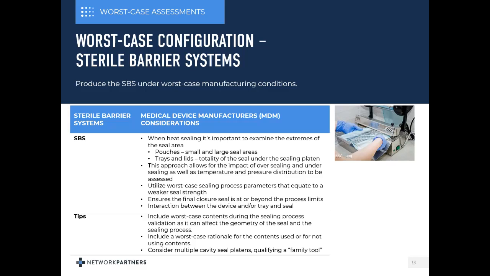So when you go into your DV at T equals 0, you know which set of sealing process parameters to use. And I have a tip at the end of this that I like to do, which is to create a DV low set of parameters, and I'll get more into that toward the end. Also, it ensures the final closure seal is at or beyond the process limit. So meaning if you're sealing windows over here, you're probably going to seal down here, which is your weaker peel strength, and then go ahead and use those as your worst case samples.